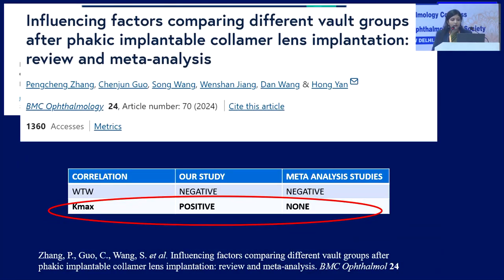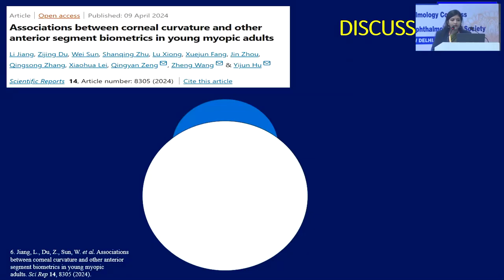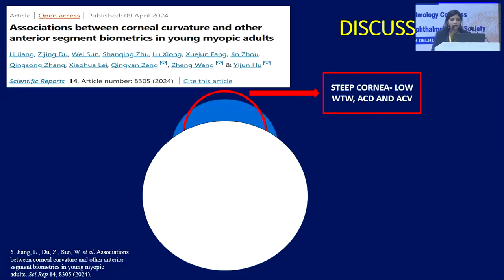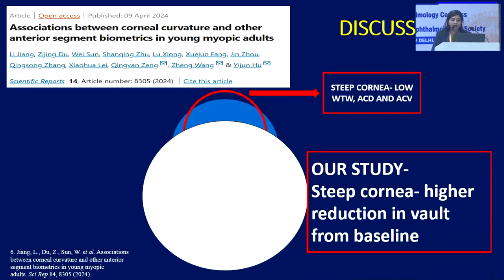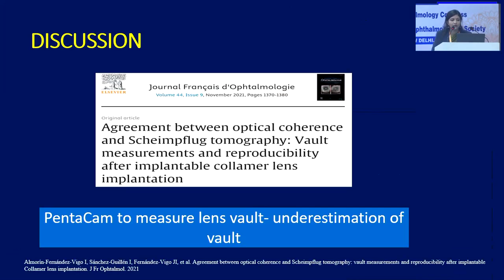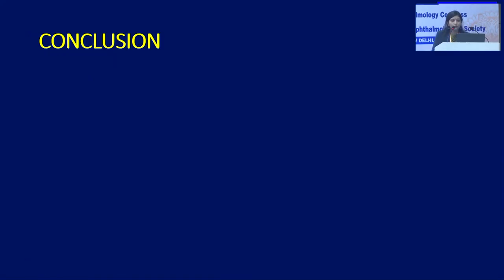A meta-analysis study shows no correlation of corneal curvature with the vault decrease, but our study shows a positive correlation with the vault decrease in Indian eyes. On digging further, we found that steep cornea has low white to white, low anterior chamber depth and anterior chamber volume. So that correlated with our study that steeper cornea has higher reduction in vault values from the baseline. The Chinese study also had a fallacy: they used Pentacam to measure the lens vault, which causes underestimation of vault values. But our study used anterior segment OCT, which is the gold standard.